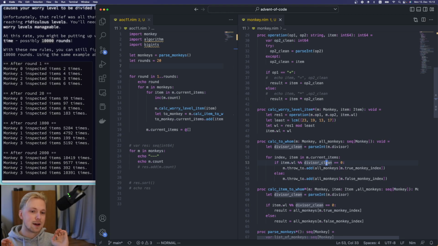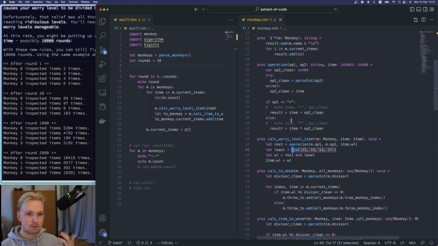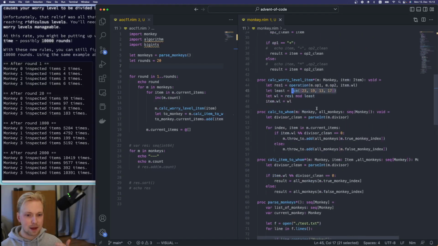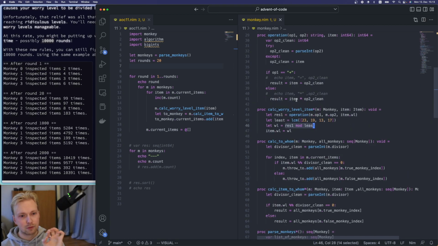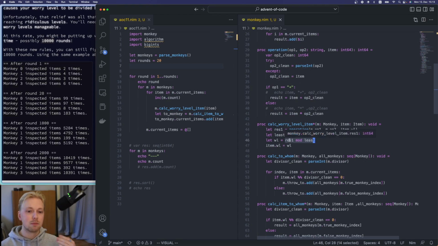What I found online, I'm not sure if this is called the Chinese remainder theorem, but I think it's at least an adjacent problem. So what we use is the least common multiple. It's imported from the math module as lcm. From there we get the least common multiple for all the divisors that we have, and then we take whatever comes out of this operation, take it modulo the least common multiple, and set that to the worry level.